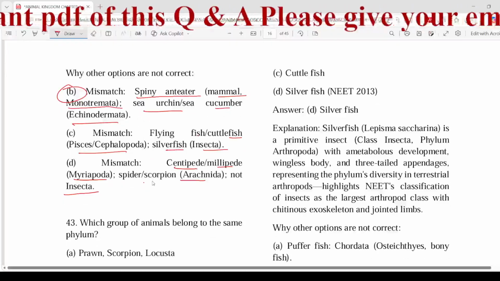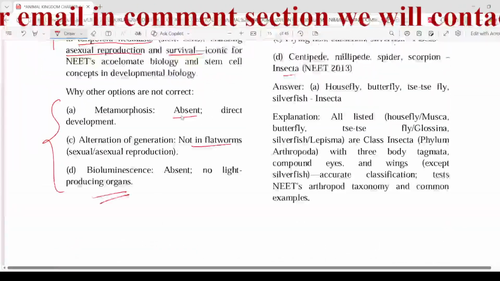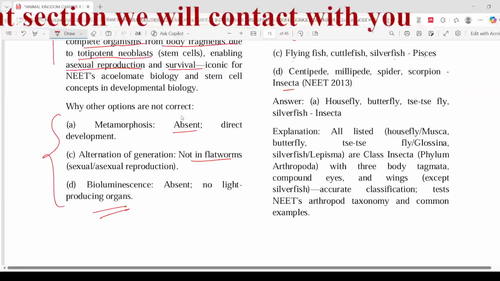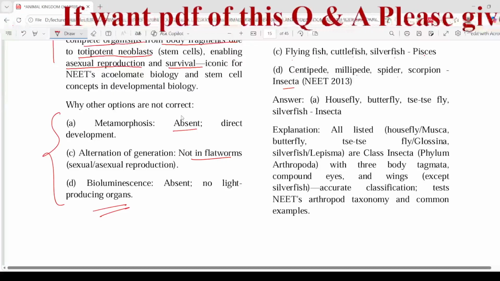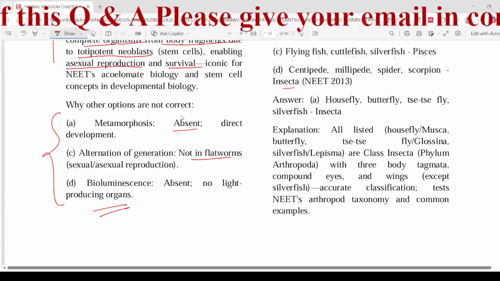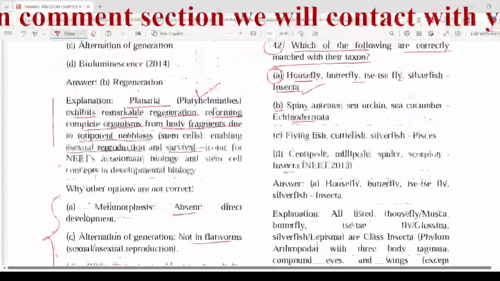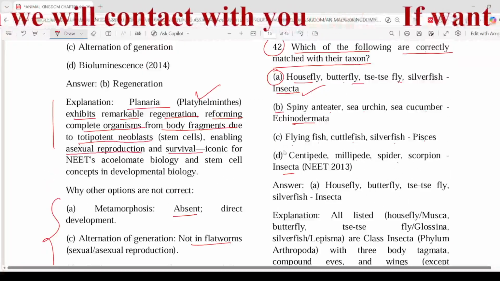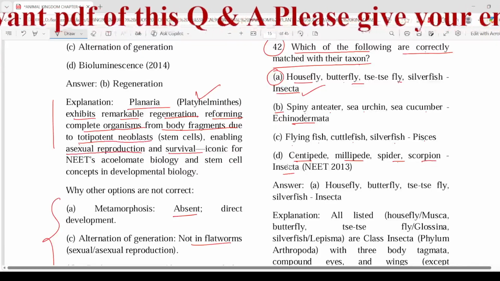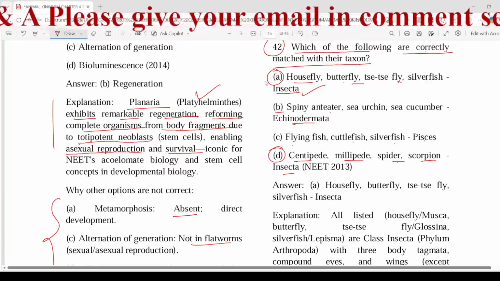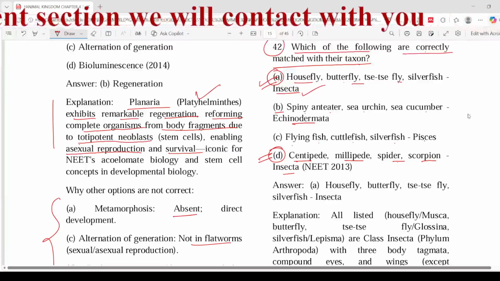So scorpion. But here both options should be there. So centipedes, millipedes, spiders, scorpions are also insects. So option D and C, D and A and D will be the correct answer.